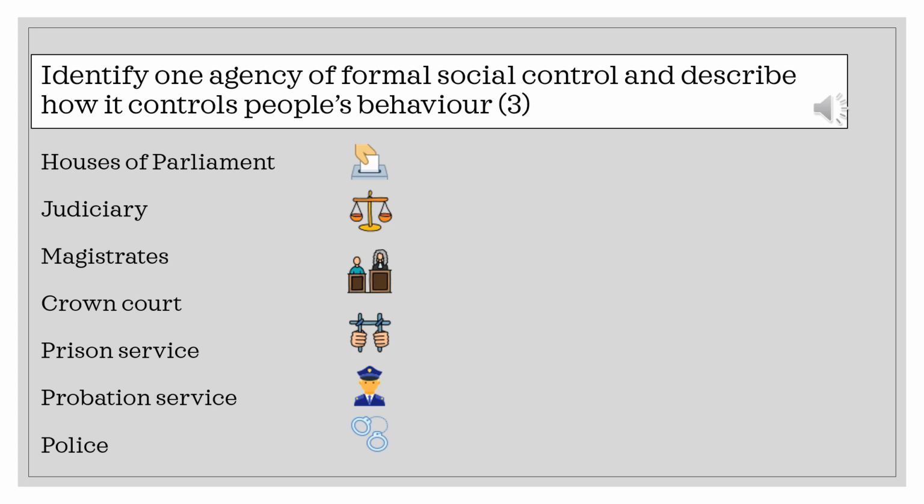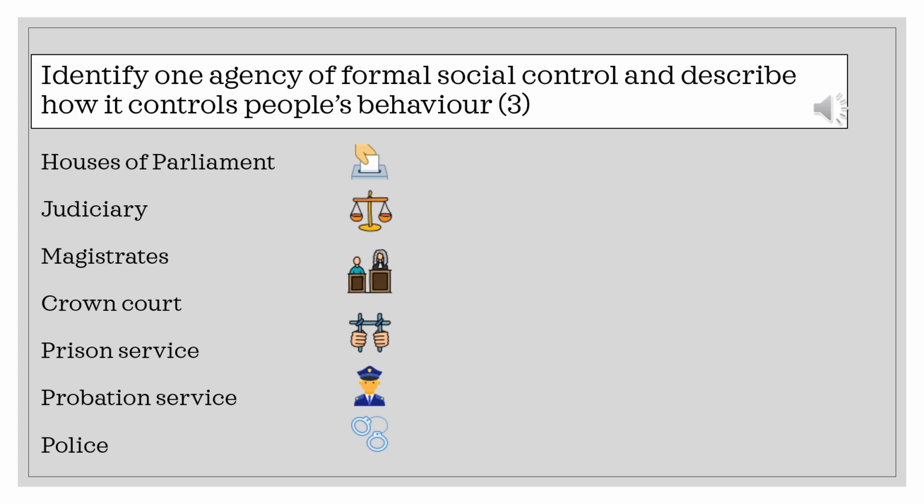Here we have a very typical GCSE question, a 3-mark question. Identify one agency of formal social control and describe how it controls people's behaviour. So I'd like you to pause the video in a second, set a timer on your phone or device or whatever you're watching this on for 3 minutes, and have a go at writing an answer out in exam time.